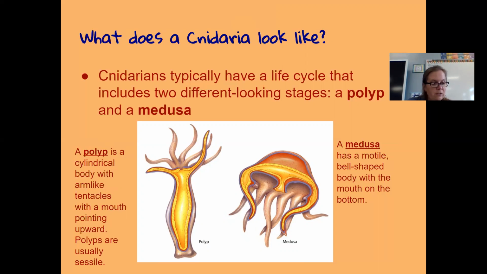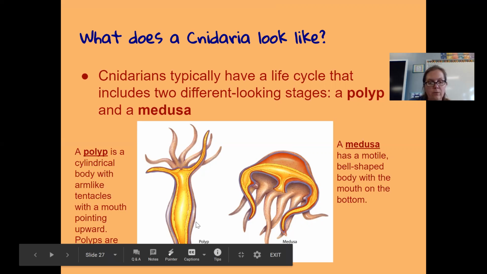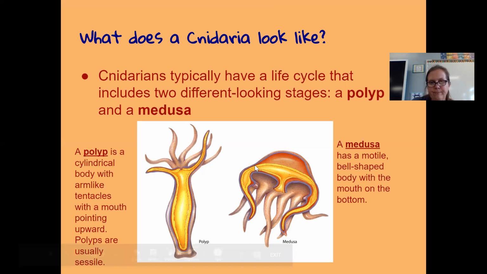The polyp is a cylindrical, body-like structure with arm-like tentacles, and the mouth is actually up at the top where the tentacles are surrounding. And these are usually sessile, meaning they're in place. They're usually anchored. Medusas are motile, and they have this bell-shaped body with the tentacles extending down below, and the mouth is in the middle of that, so on the lower side.